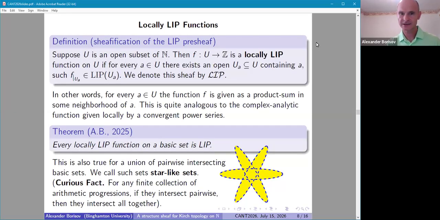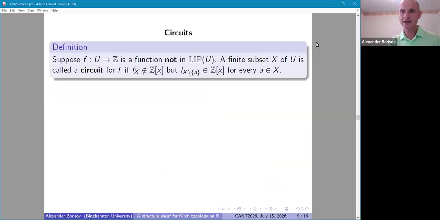And now, how do you prove something like this? You start with a function which is locally lib. You assume it's not lib, and you get a contradiction. Now, what does it mean that the function is not lib? It means there is some finite subset on which the interpolation polynomial is not in Z[x]. Naturally, we're considering smallest such subsets. We're going to call them circuits. The terminology is borrowed from matroid theory. They in turn borrowed it from graph theory.